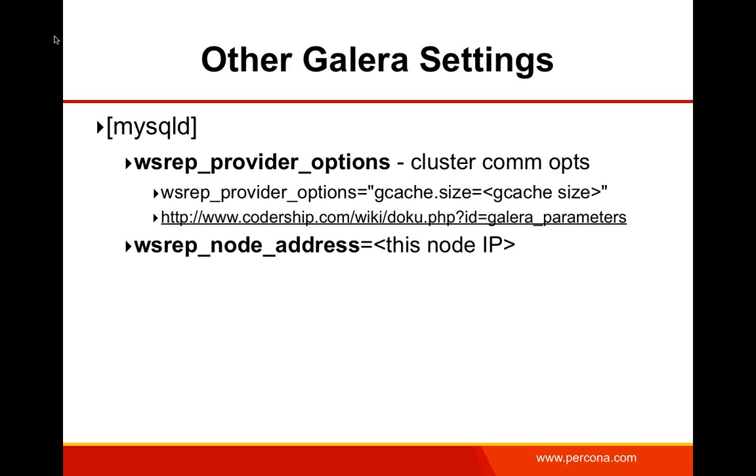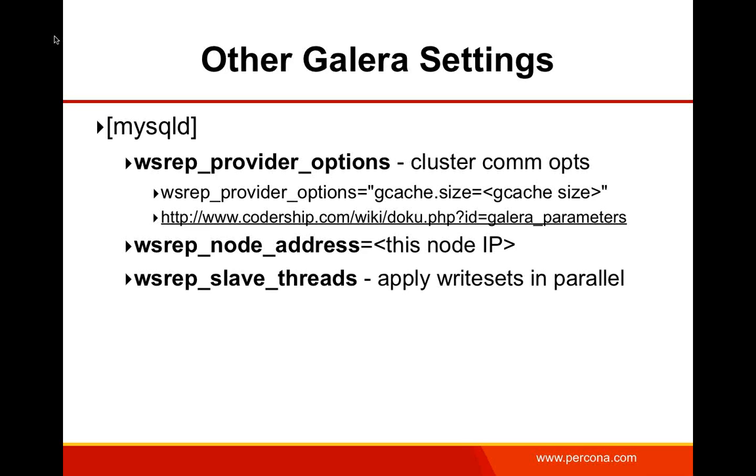wsrep_node_address. As far as I know, and as far as I can tell from the documentation, this is not actually used yet, but this will be used fairly soon in the future. This is meant to tell the cluster the IP address that the node is listening on for MySQL connections, so this might be different from the replication port. And ultimately in the future, Galera, I believe, is going to have a setting or some feature that will allow you to ask the cluster, given a cluster node, for a list of all of the available nodes, and this setting will likely be used to populate that.